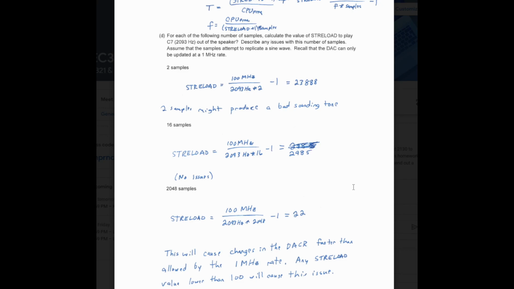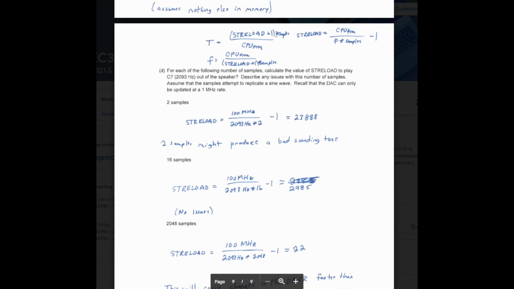Recall that the DAC can only be updated at a 1 megahertz rate, so that's a warning that something will go wrong, that it is above that rate for one of these particular questions. So first, we're using this calculation above: the time is equal to ST reload plus 1 times samples over the CPU frequency, which is what we've used in class. We then work through that to find that ST reload is equal to the CPU frequency over F times the number of samples, where F is the frequency of the note we want to play, minus 1. This is just manipulating the equation to get what we need.